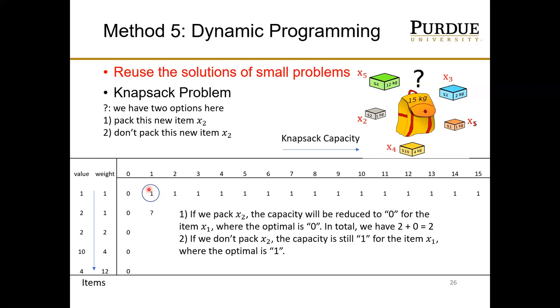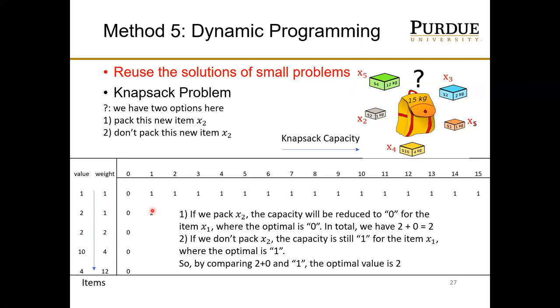We have two options, right? Either pack this item or we don't pack it. Then we can actually compare these two options. Then we can see that the first option, to pack it, is better. Then our solution here is somehow 2.